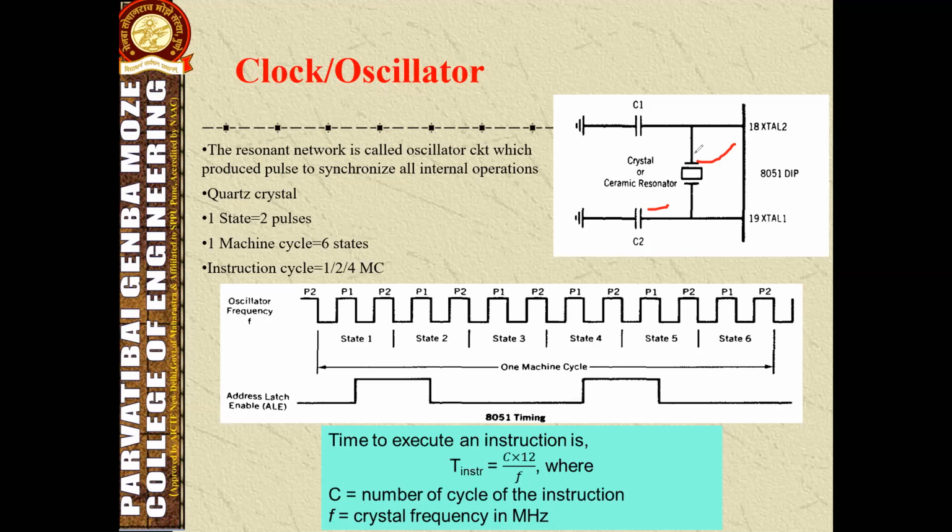This oscillator is called a quartz crystal type oscillator. The capacitors are used in order to stabilize the network. To stabilize the operation of this network, these 2 capacitors are used. The size of these 2 capacitors is 30 picofarad; each capacitor is 30 picofarad.